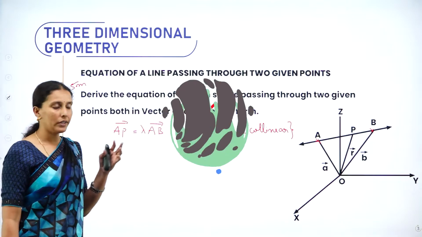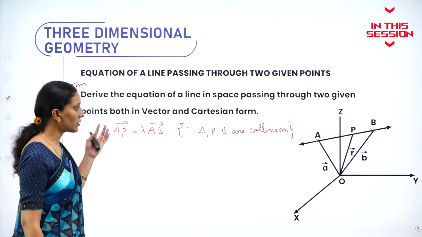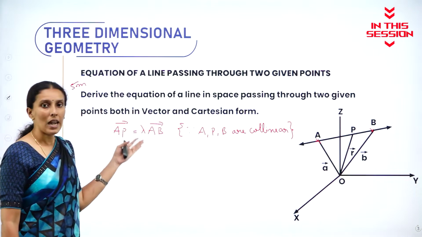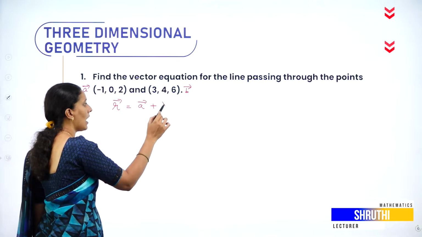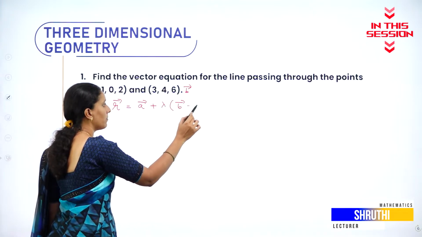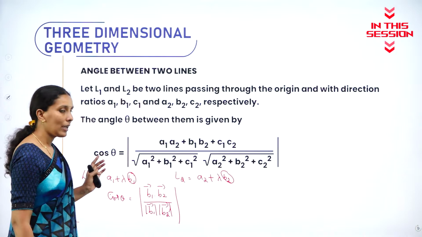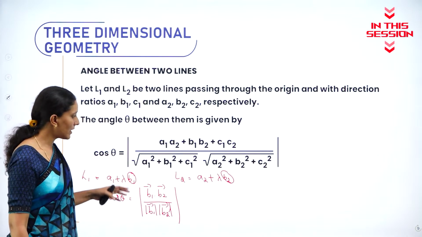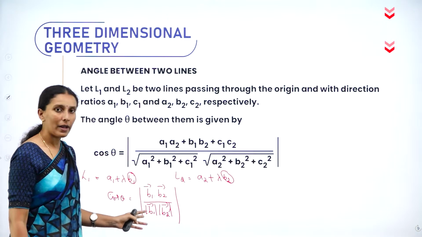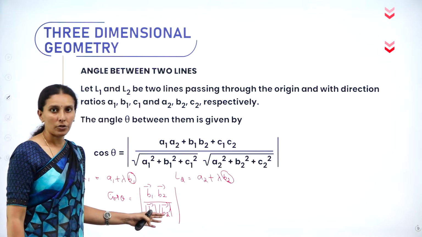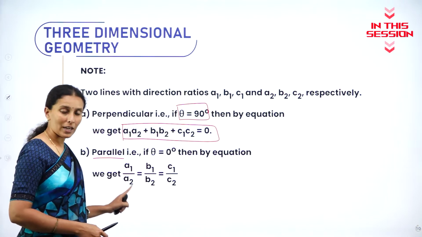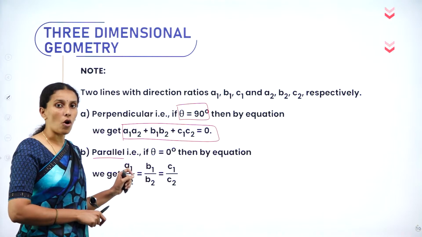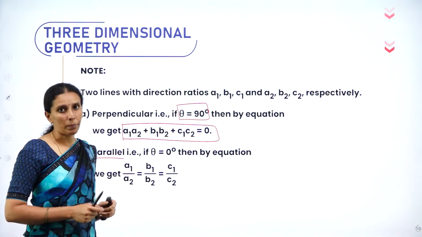And the concept of collinear can be extended like this also, that is vector AP can be taken as lambda into vector AB. Vector R is equal to vector A plus lambda into vector B minus vector A. Angle between any two lines is given by B1 dot B2 by magnitude of B1, magnitude of B2. Direction ratios of the first vector with respect to the second vector, with respect to its components, must be proportional.